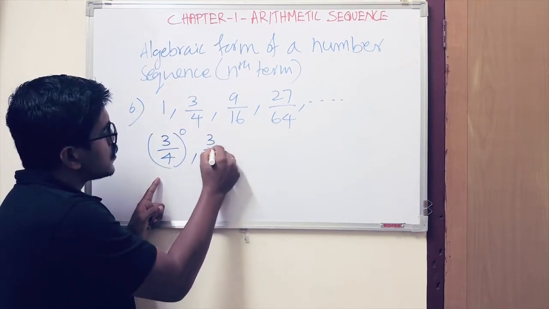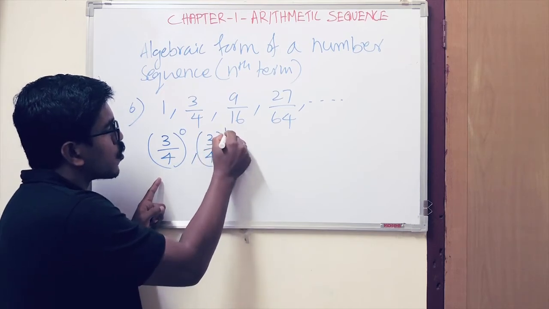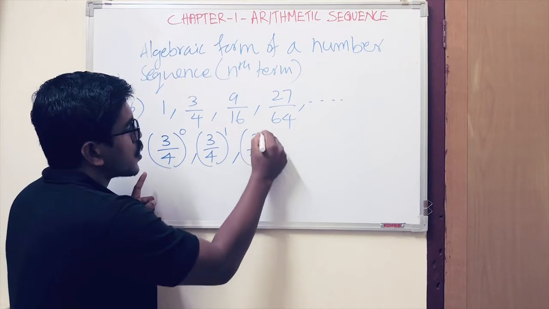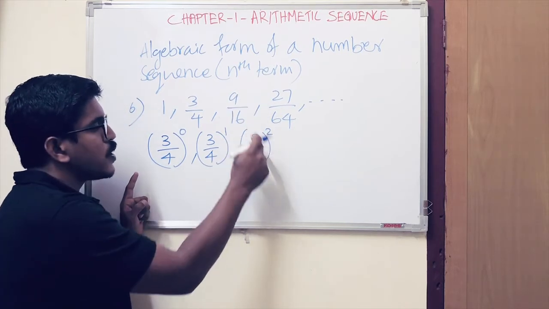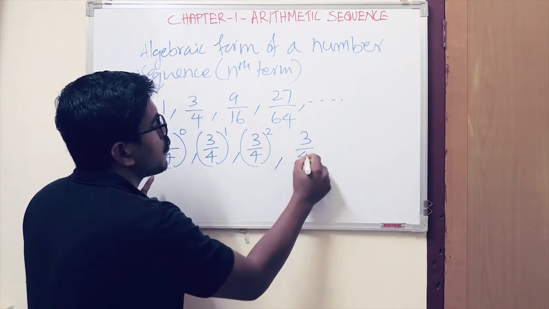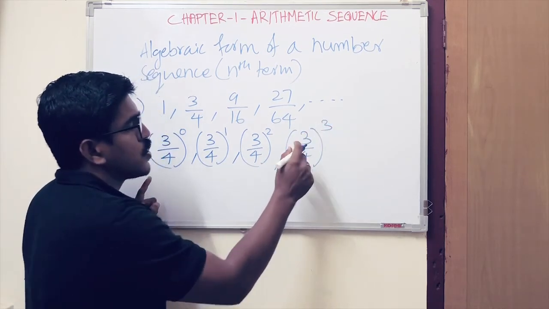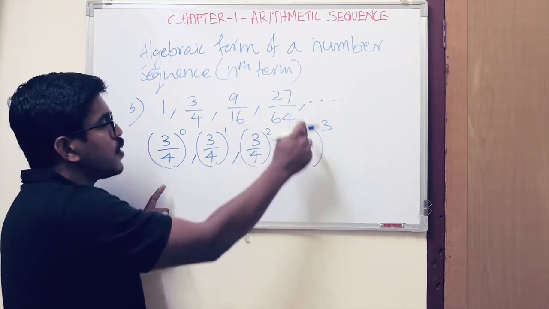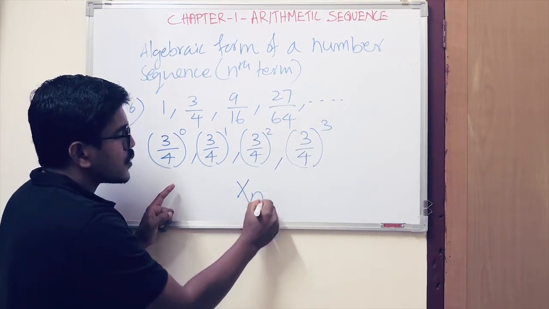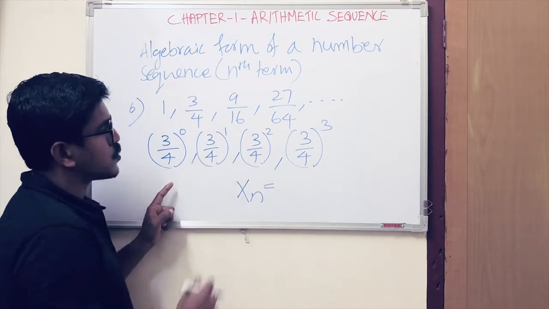Now we can write this as 3 by 4 whole raised to 1. And here it is 3 by 4 whole raised to 2, that is 3 square 9, 4 square is 16. And here it is 3 by 4 whole raised to 3, that is 3 cube is 27 and 4 cube is 64. Now we can directly write the nth term of this number sequence.